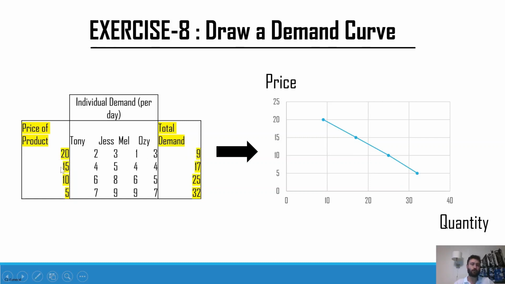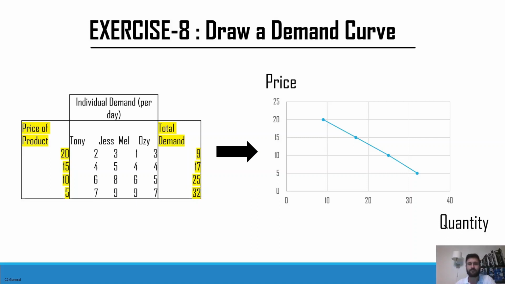If you drop your price to $15 for the next week, you see that Tony buys 4 and Jess buys 5. Mel starts to buy 4 and Ozzy buys 4. So total demand for your product at $15 is 17. You're selling 17 at $15 price. And accordingly, if you drop your price further, you see higher amounts of demand for your product, ending up with a higher amount of demand in total. If you further drop, you see even higher demand and higher overall sales on your product.